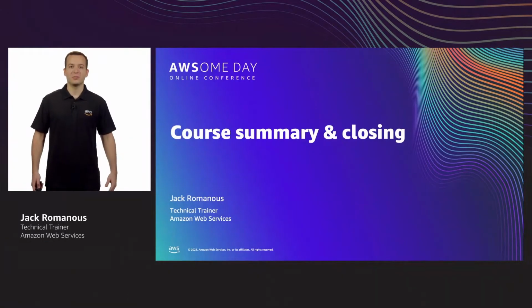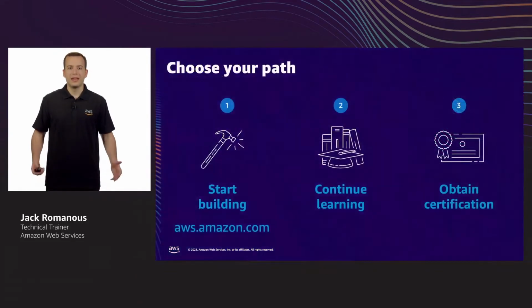Congratulations, you did it. We've completed all the modules for the day, so let's go ahead and talk about some of the next steps and ways that you can learn even more. As for these next steps, I would like to invite you to choose your own path. You can start building immediately by going to aws.amazon.com to log into your AWS account, or create a new one. We'll talk about some of the ways that you can start building on AWS shortly after this.